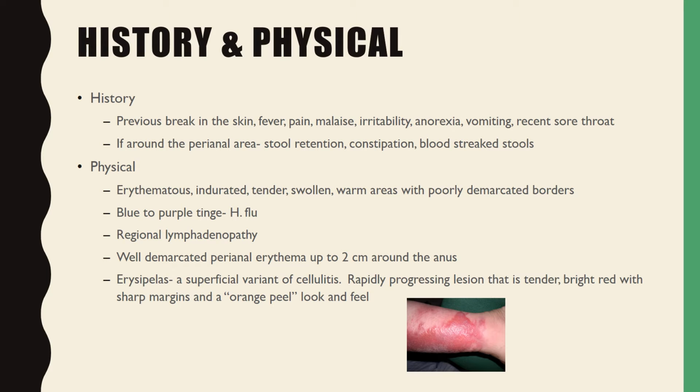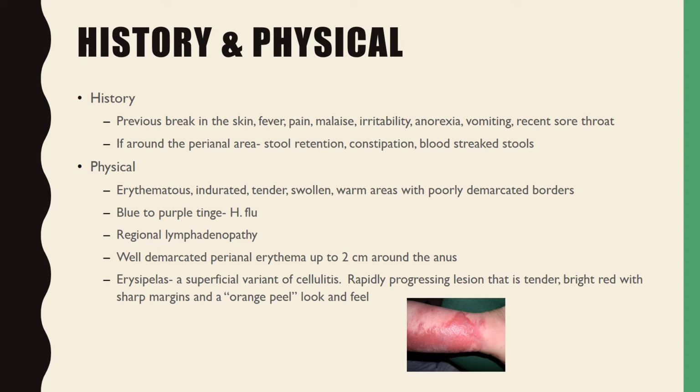Your history and physical, so they'll have a previous break in the skin. They may have fever, pain, malaise. They could be irritable, have anorexia, vomiting, and may have a recent sore throat. If it's around the perianal area, then they could have stool retention, constipation, or blood streak stools.